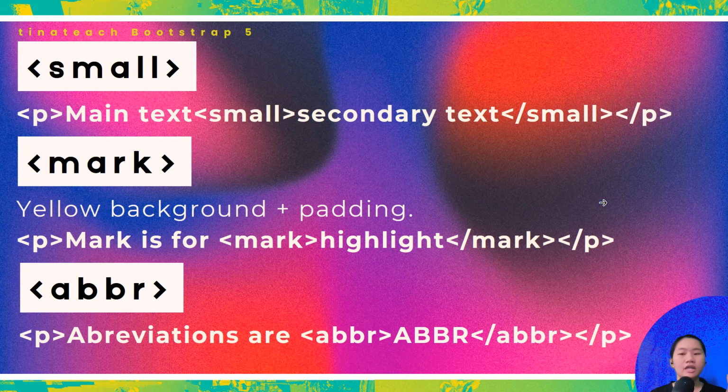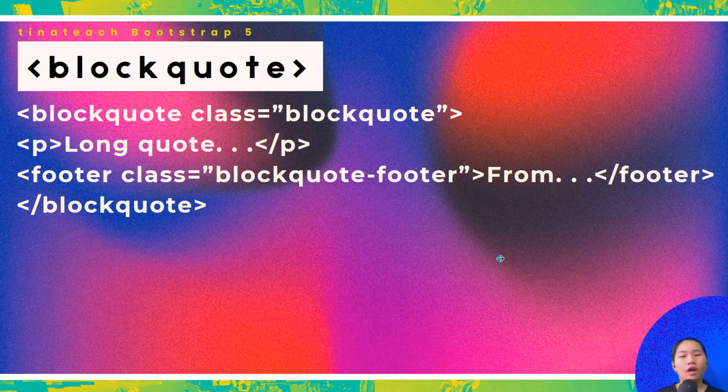Let's move on to the next part, small, mark, and abbreviation. As I've mentioned before, small is for secondary text, and you can do this with any sort of text as well as headings. Mark has a yellow background and padding by default, it is for highlight, and ABBR is abbreviation, as I've mentioned. It has its own format that I will clearly show you when we move on to the demonstration part. It's hard to describe all the styling. I don't think you can visualize it well in your mind if I just describe the Bootstrap styling compared to the vanilla HTML.